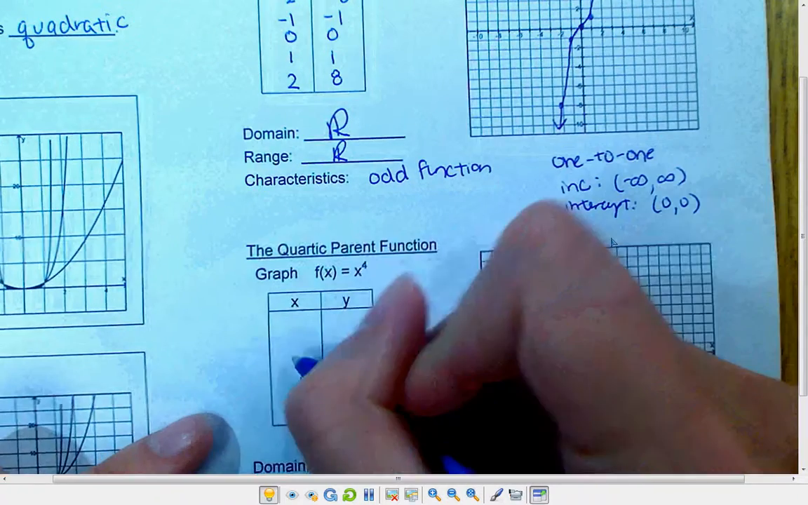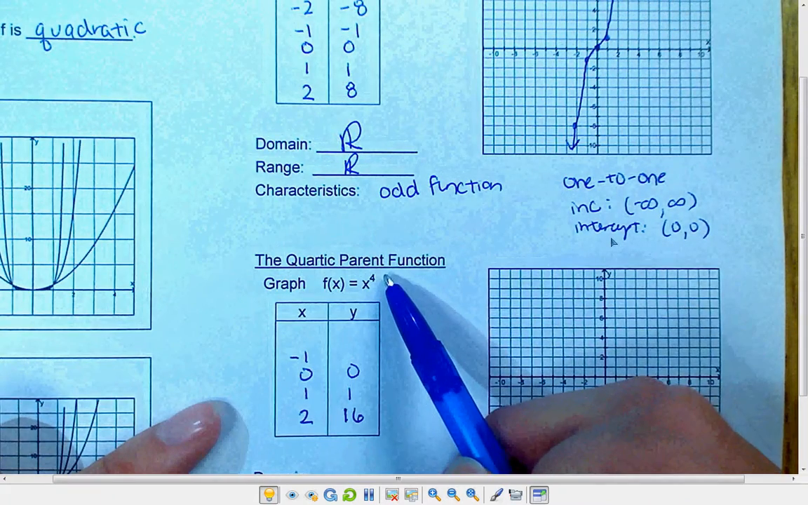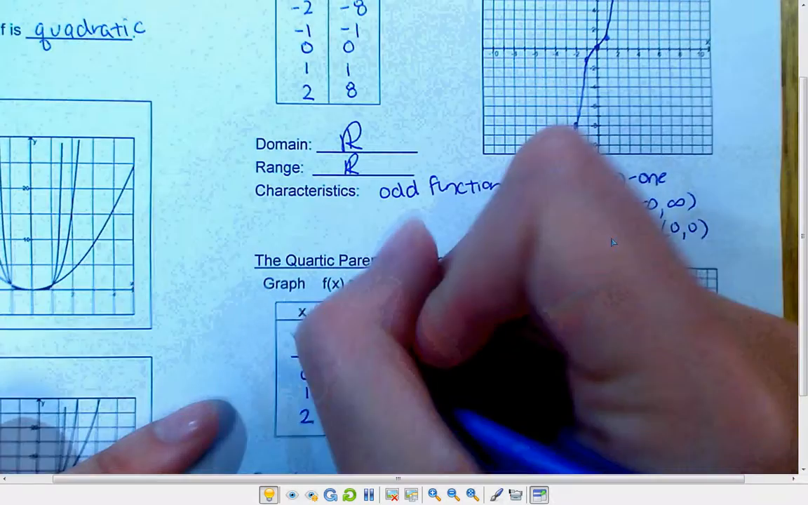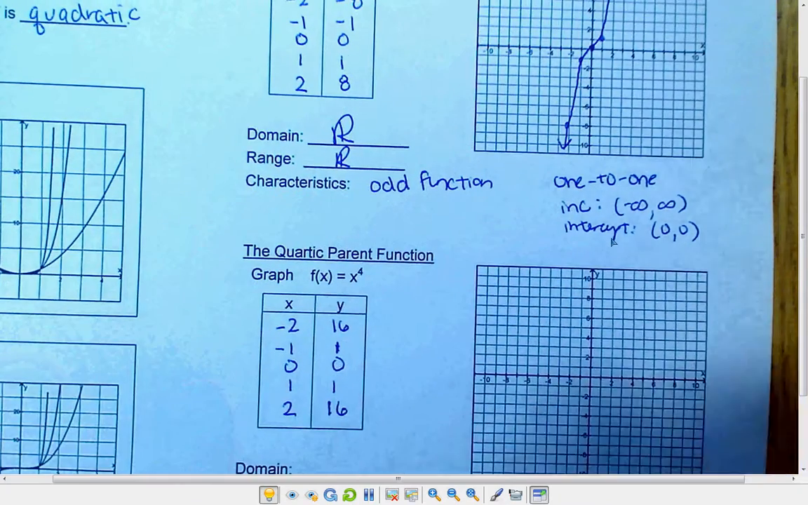And now if we go the other direction, so we go to negative 1. Negative 1 to the fourth power, because it's an even exponent, cancels out our negative. It actually leaves positive 1. Negative 2 is going to leave us with positive 16. So let's graph our parent function.